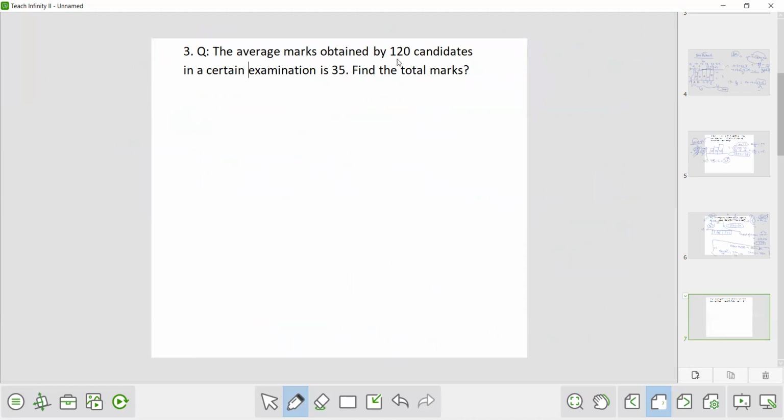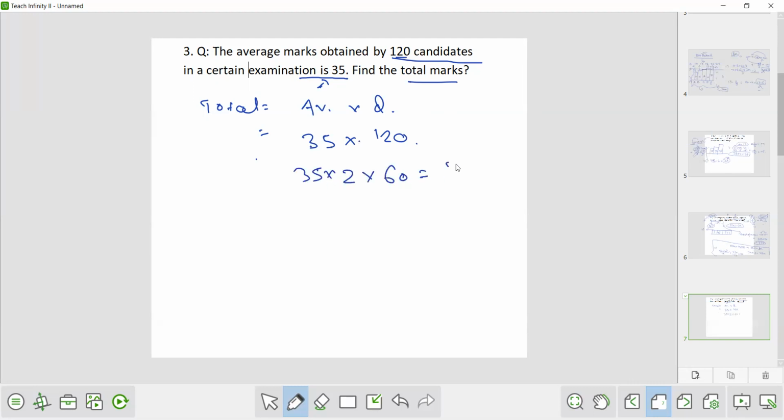The average marks obtained by 120 candidates in a certain examination is 35. Find the total marks. So total marks is how much? Total is average into quantity. So average is 35 and quantity is 120. So how will you calculate 35 into 120? It will be 35 into 2 into 60. Can we write it like this? 35 into 2 into 60. So it will become 70 into 60. 70 into 60 is how much? 4200. So 4200 is your answer. Okay, let's proceed towards the next question.